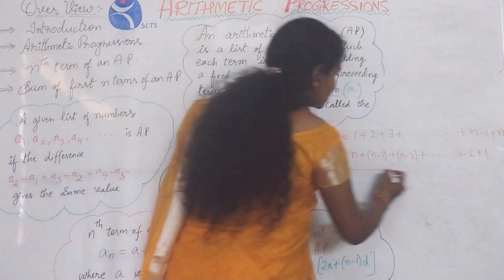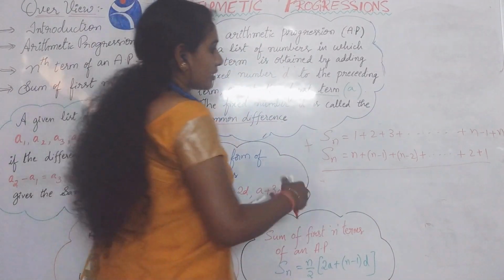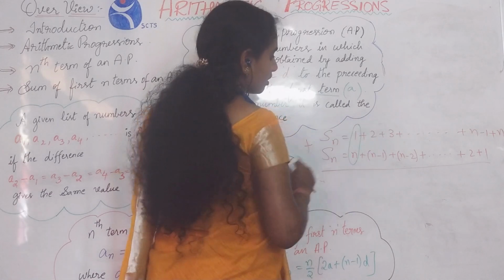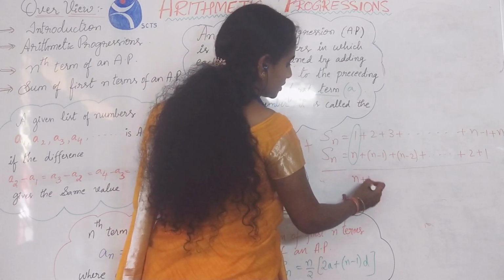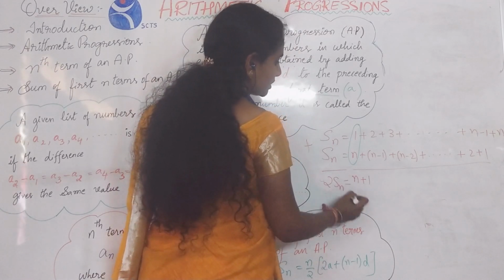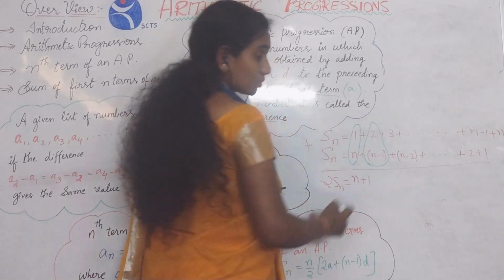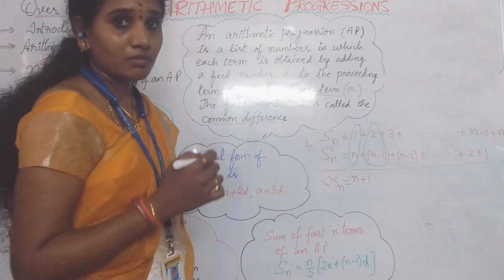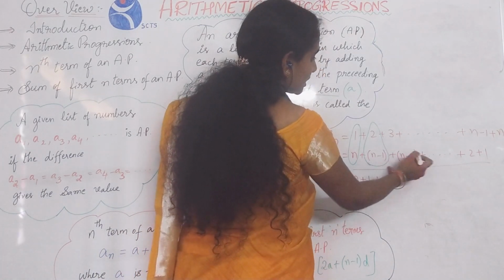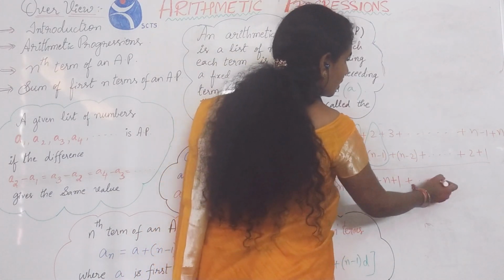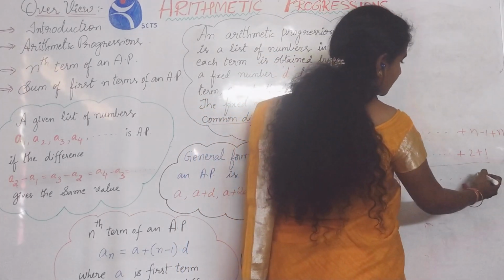Now add these both. The first term, if you add 1 and n, you get 1 plus n, that is nothing but n plus 1. So twice of Sn is equal to n plus 1. Now add the second terms. 2 plus (n minus 1) is n plus 1 again. So plus n plus 1. And 3 plus (n minus 2), that is also n plus 1. So on, you get (n minus 1) plus 2, that is also n plus 1.